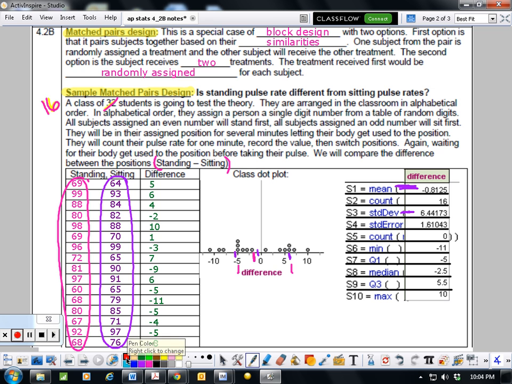So what would we think? By looking at this, do you think that there is really a difference between standing pulse rate and sitting pulse rate? And I would say that there's probably not enough of a difference. We don't see a huge amount on one side of the zero or the other. It seems pretty balanced. Our measures of center are really close to zero. And I would say there's not enough evidence.